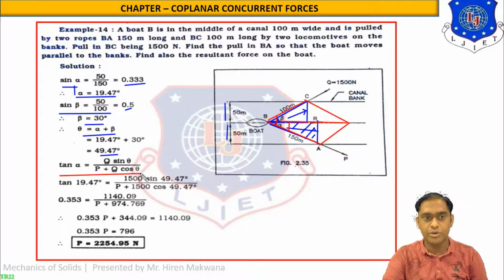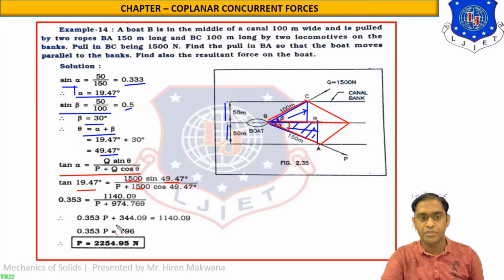So tan alpha equal to Q sin theta upon P plus Q cos theta. Replace all the values of alpha. Q is known to you. Theta is available to you now. So only and only unknown is P. So by simplification, by cross multiplication, you will get P equal to 2254.95 Newton.